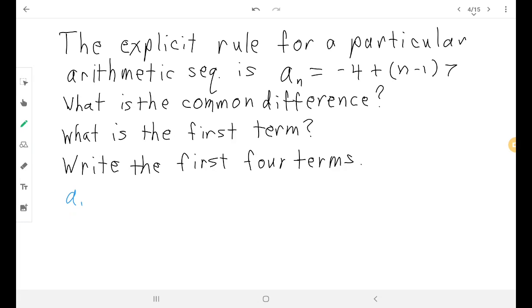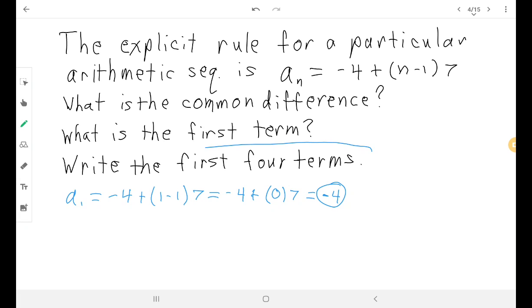So let's look at the first term, a sub 1. That would be negative 4 plus 1, that's n is 1, right? That's the n that I'm concerned with, minus 1 times 7. So what does that give me? Well, that gives me negative 4 plus 1 minus 1, which is 0, times 7, which gives me negative 4 plus 0, which is just negative 4. So the first term is negative 4.